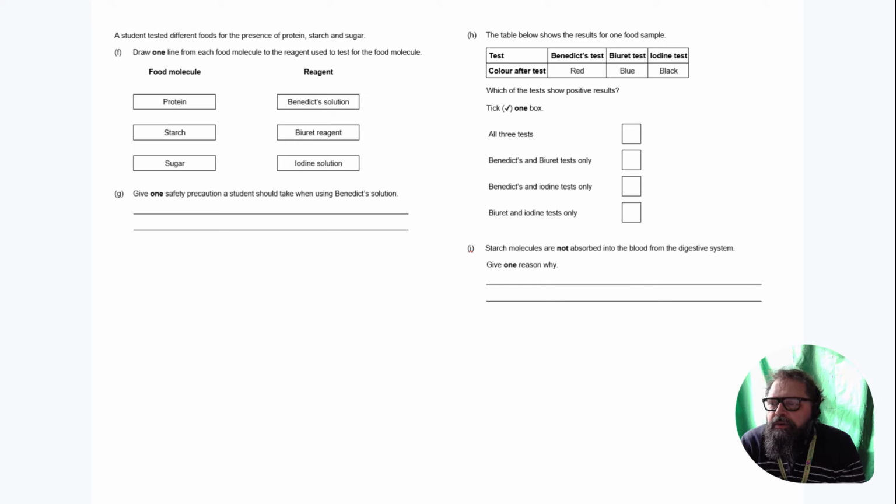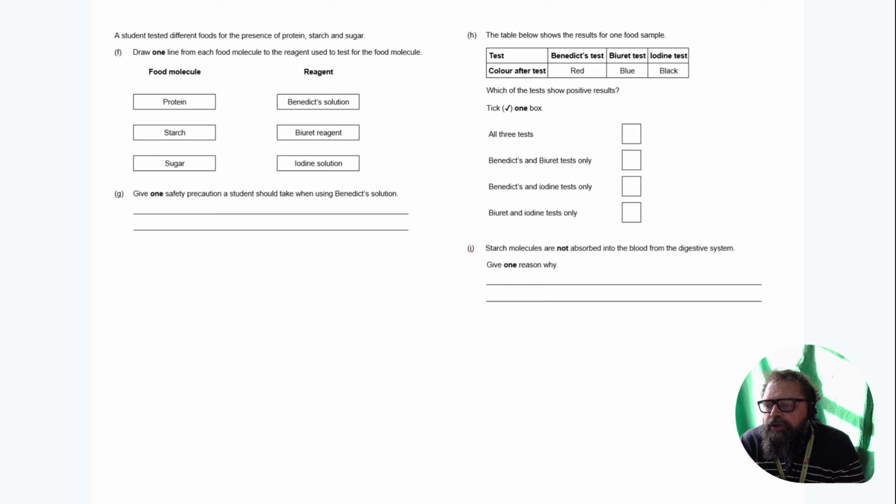So if we look at our results here, we've got Benedict's has gone red, Biuret has stayed blue, and the iodine has gone black. So those results are telling me that there are positive tests for Benedict's and iodine. It means that this food sample contains sugar, that's the Benedict's test, and starch, that's the iodine test, but doesn't contain protein.